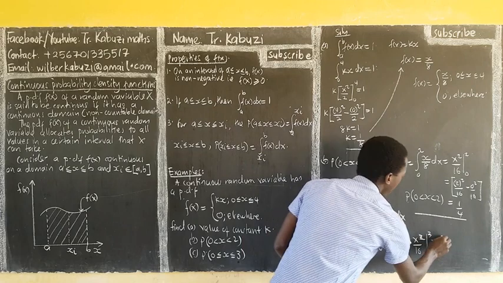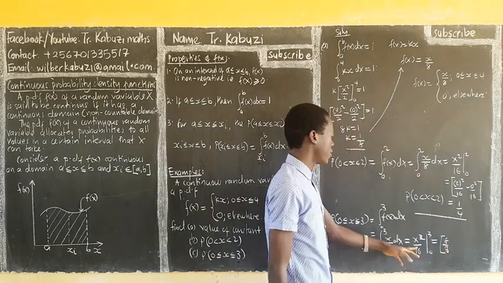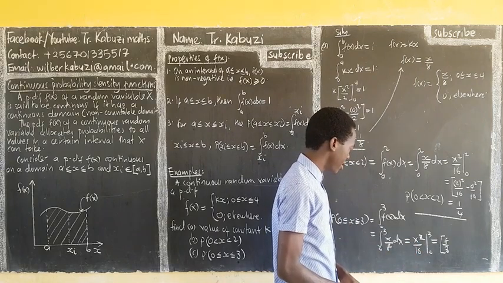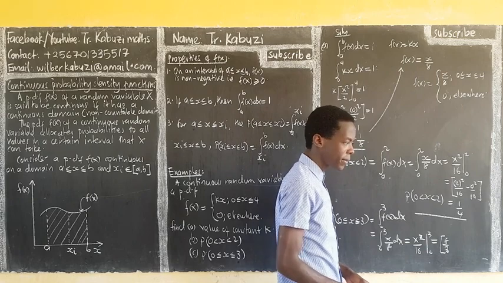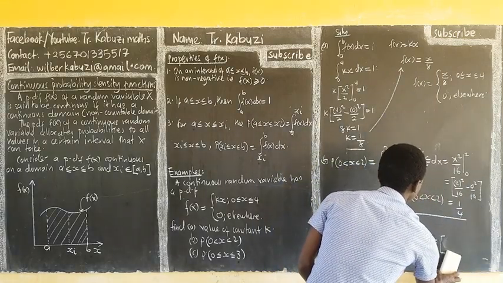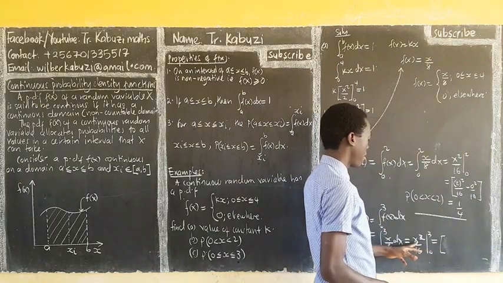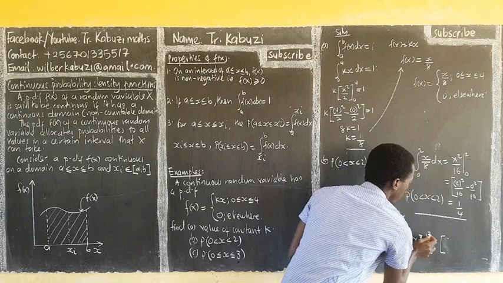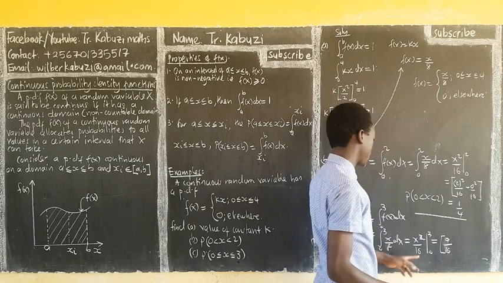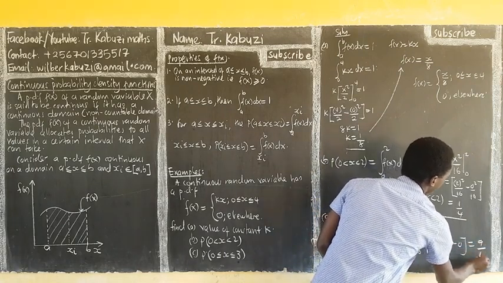Then you put in the upper limit. No, it's not 8. When you put in 3 squared, you have 9 over 16, then minus 0, which will give us 9 over 16.